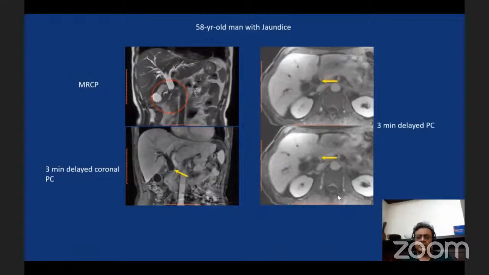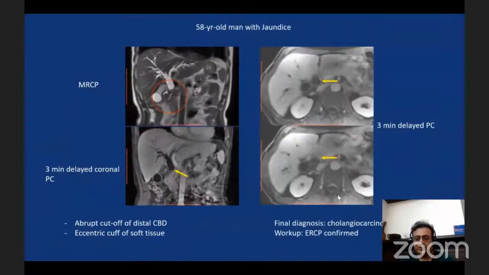So in this patient, since there are two pieces of evidence suggesting the presence of malignancy, you can comfortably call it a cholangiocarcinoma, which is usually confirmed by ERCP. So this was confirmed after we gave the diagnosis of cholangiocarcinoma.